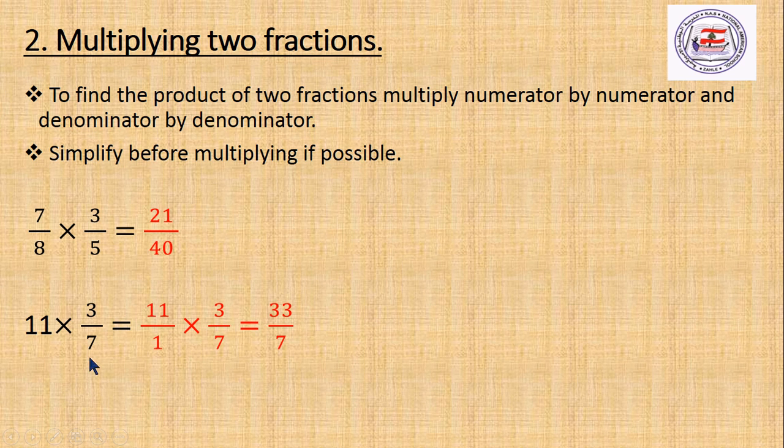11 times 3 over 7. 11 alone is 11 over 1 times 3 over 7. Can I simplify here? Also no. Now 11 times 3, 33. 1 times 7, 7. This is the product.